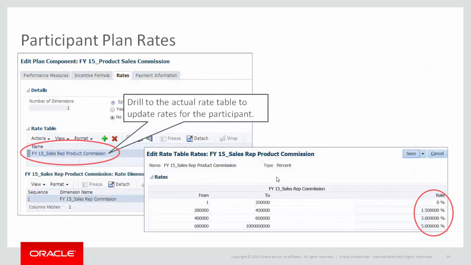Another thing that can be personalized are the rate table payouts themselves. So for a salesperson, let's look at the rate table here. I might have a rate table from, say, $1,000 to $200,000, and in that range, for your first $200,000, you might get a rate of 0. And then from $200,000 to, say, $400,000, you might get a rate of, say, 1.5%, and then the next tier is 3%, and the next tier is 5%.